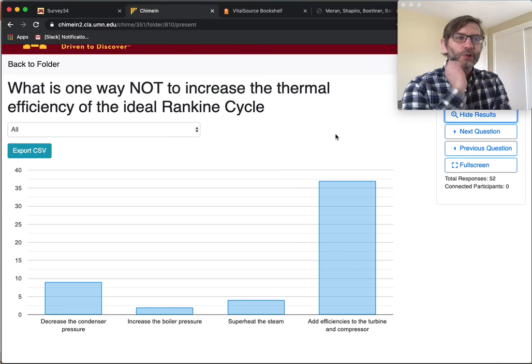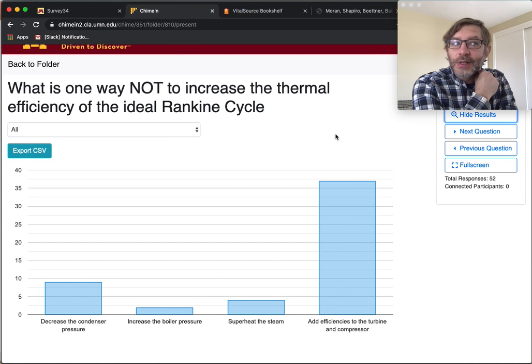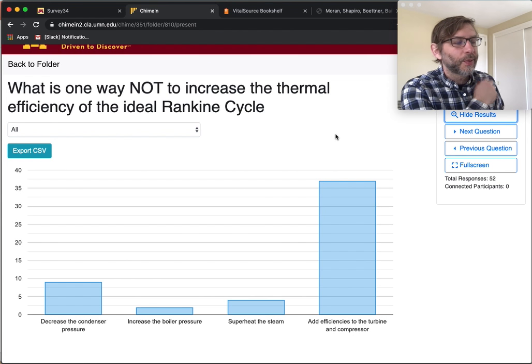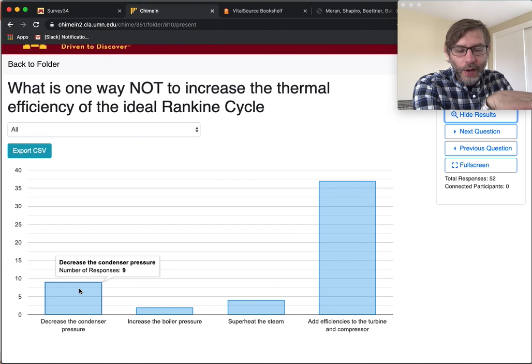First thing as usual is we look at the results from the survey from the last class, lecture 36. What is one way not to increase the thermal efficiency of the ideal Rankine cycle? We talked about the different ways to improve the efficiency of the Rankine cycle. Decreasing the condenser pressure is actually one way to increase the thermal efficiency. If you decrease the pressure of the condenser, you drop it below atmospheric pressure, for example, you're going to get higher efficiency. That's the reason why they do that.